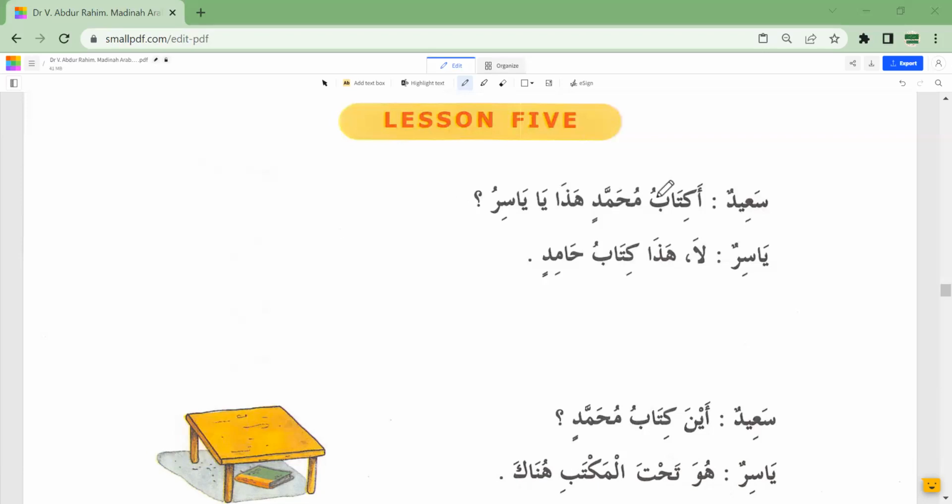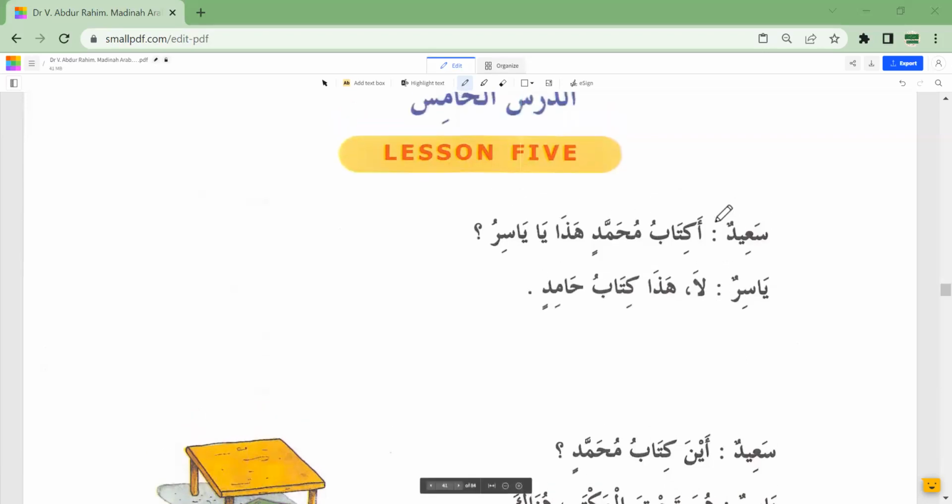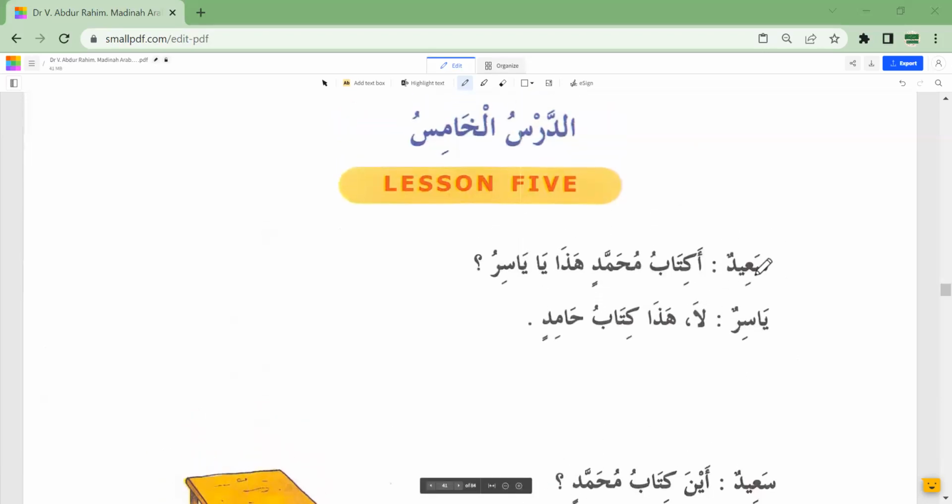الكتاب. And I'd like you to try to translate it as well. Okay? صعيد. Yes, Saidon is speaking. So when we have it like this, Saidon is speaking now. What is he saying? Okay. صعيد. أكتاب محمد هذا يا ياسر؟ يا ياسر. Yeah. Yes. Okay. ياسر لا هذا كتاب حامد. It's mudaf ilayh. Right. Yes. كتاب حامد.